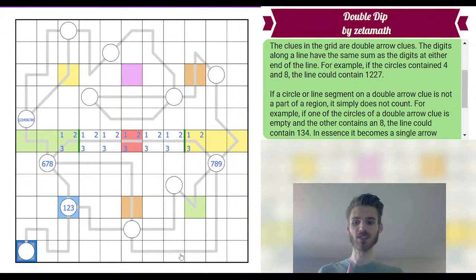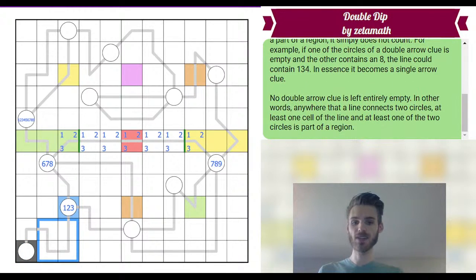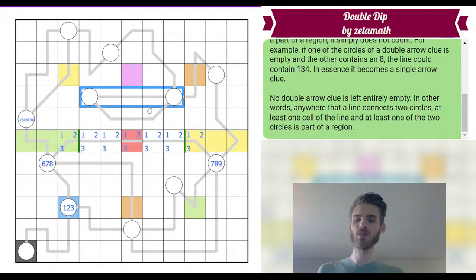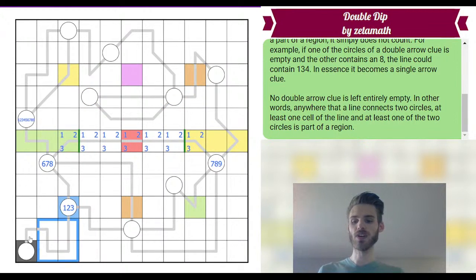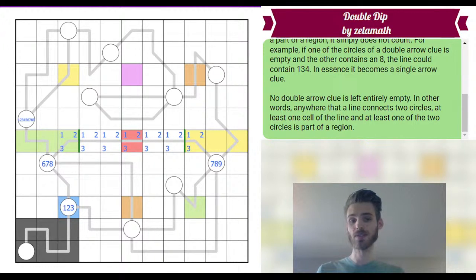Whew, that's interesting, because that says that something on this line must exist. It says no arrow clue is left entirely empty. I think I gave in my example that this one was entirely empty, but that also means that this one has to have one of these cells on it. You can't have all these cells blank. It says that at least one of the cells on the line and at least one of the 2 circles is part of a region. So we can't do that.